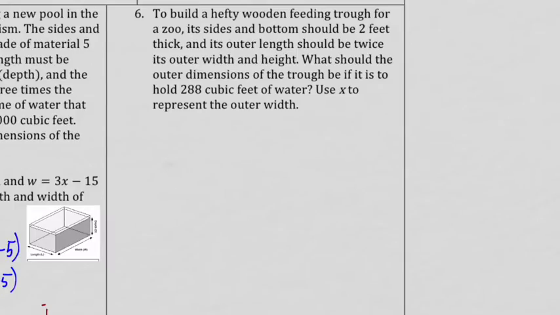All right, let's try this again. Number 6. To build a hefty wooden feeding trough for a zoo, its sides and bottom should be 2 feet thick, and its outer length should be twice its outer width and height. What should the outer dimensions of the trough be if it is to hold 288 cubic feet of water? Use x to represent the outer width.